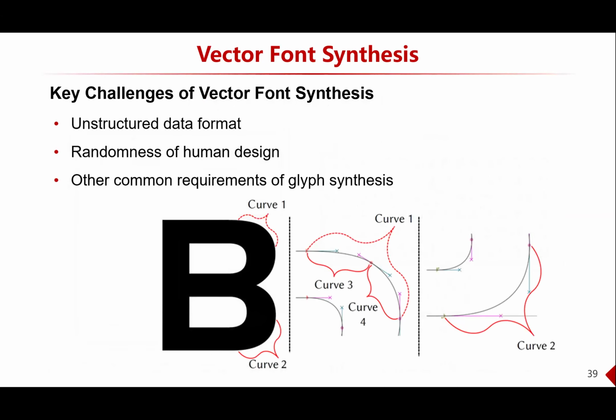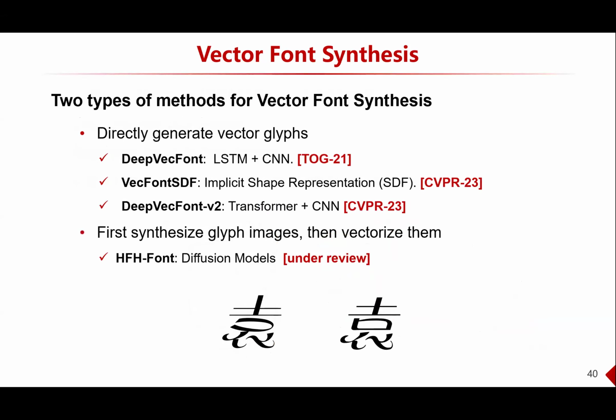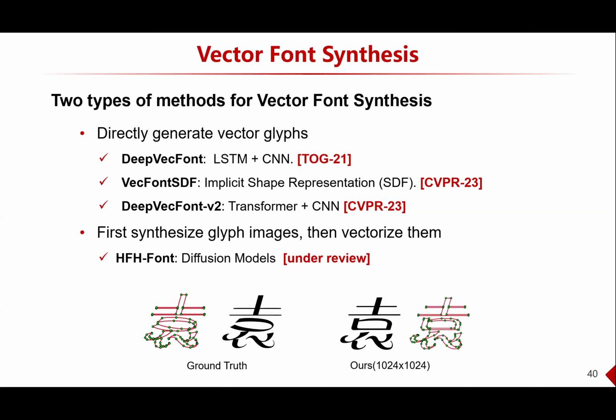So the key challenges of vector font synthesis include the unstructured data format and the randomness of human design. For example, for the same curve in a glyph, designers can have different ways to represent it. And also some common requirements of glyph synthesis, as I mentioned before. To summarize, there are two possible ways to address the problems of vector font synthesis. The first is to directly generate vector glyphs, and the other is to synthesize glyph images and then vectorize them. In this talk, I will briefly introduce four of our recent works. Using our latest method, we can generate very high quality vector glyphs.